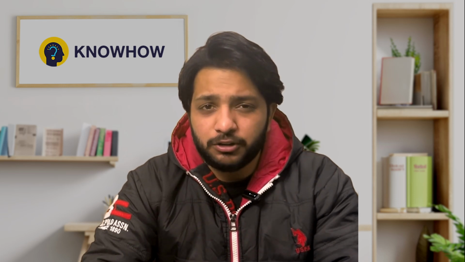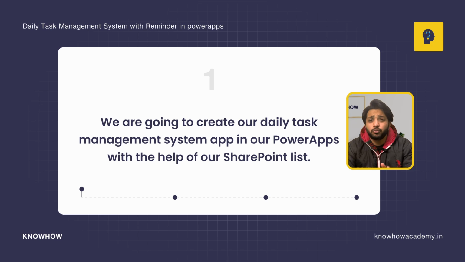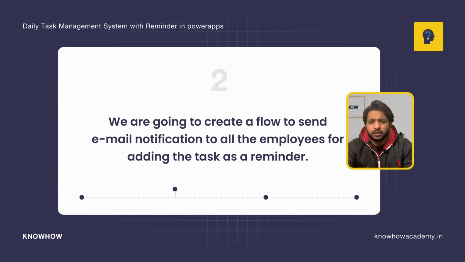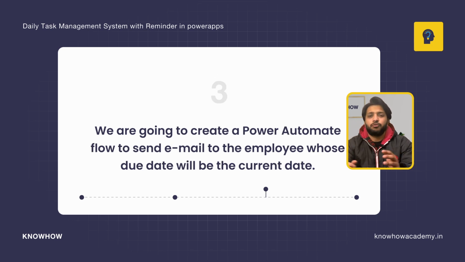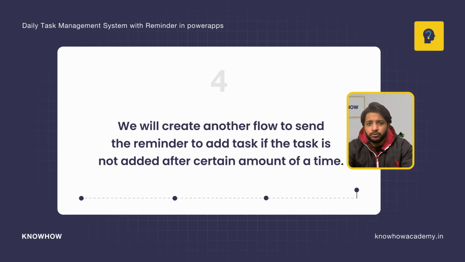Before moving further, let me tell you what we are going to do in this video. We are going to create our daily task management system app in Power Apps with the help of our SharePoint list. Also, we are going to create a flow to send an email notification to all the employees for adding the task as a reminder. Not only that, we are going to create a Power Automate flow to send the email to the employee whose due date is the current date, and we will create another flow to send the reminder to add a task if the task is not added after a certain amount of time.